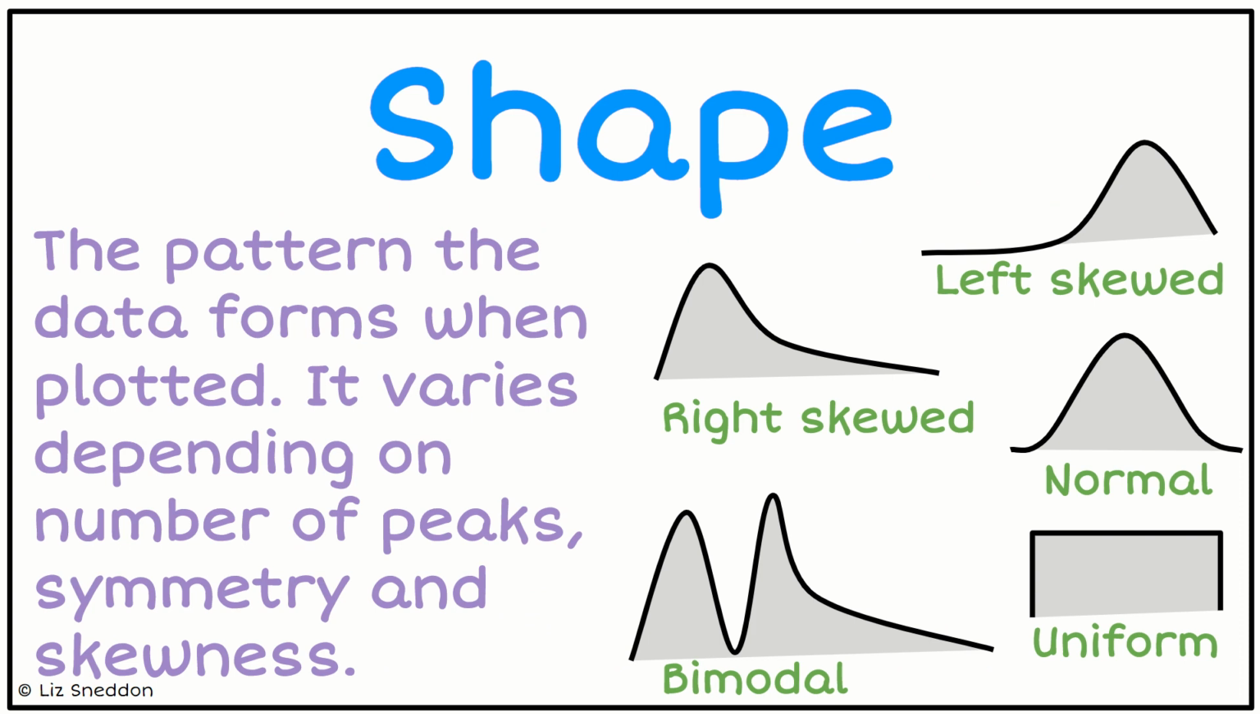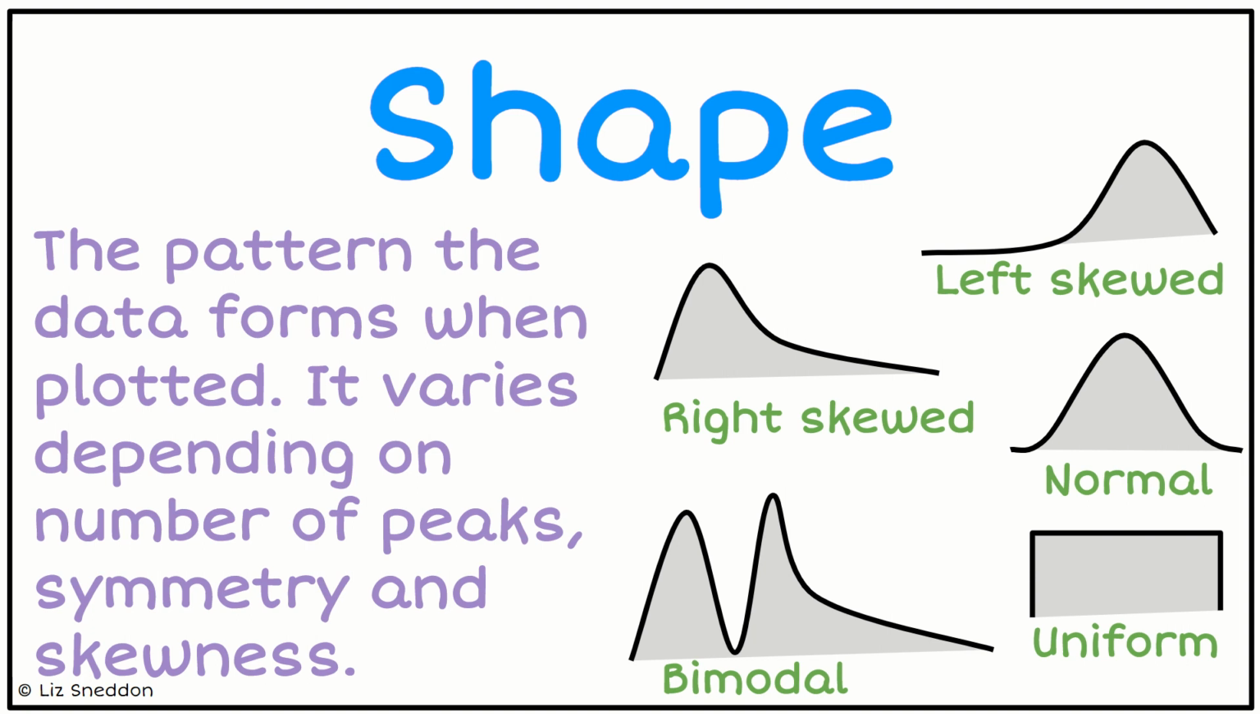Shape is looking at the pattern that we get on our graph. So it's looking at a generalized pattern, not a really detailed look, but a general overview. We've got a number of shapes that you can see here. We've got our right and left skewed. We've got our normal distribution, which is more like a hill. We've got our uniform, which is a lot like a rectangle, and bimodal, where we've got two peaks. So those are some of the things that we want to look at.